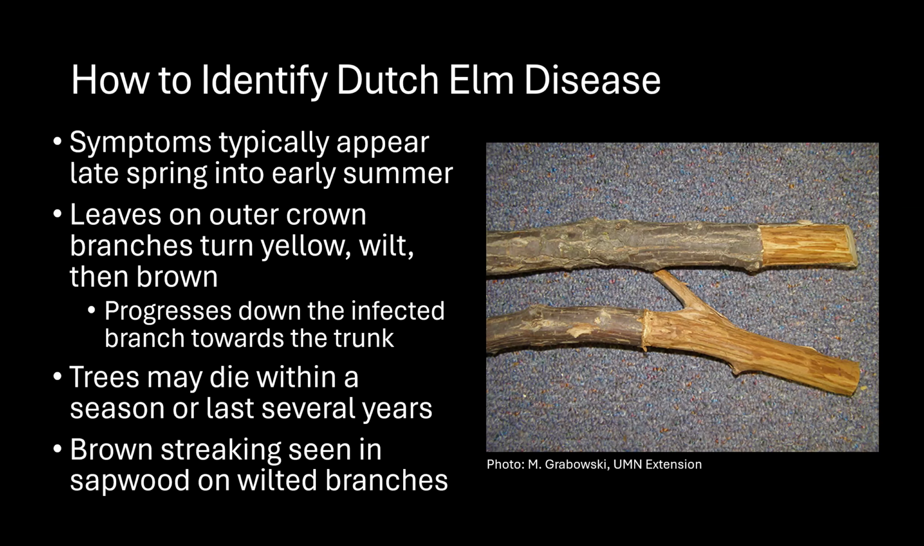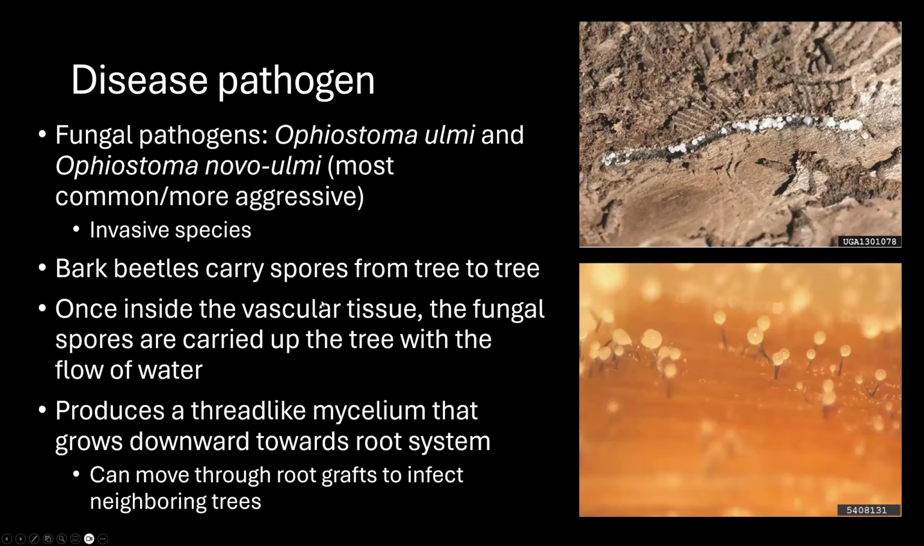Now, also something that you may notice when you see this dieback: if you look at the branches that were infected and remove the bark, you can see brown streaking in the sapwood. So if you notice wilted branches and you cut that branch down and strip it, and you see that internal tissue and that streaking, then that's pretty much a surefire sign that this is the disease that you're seeing, unfortunately. So let's talk about that.